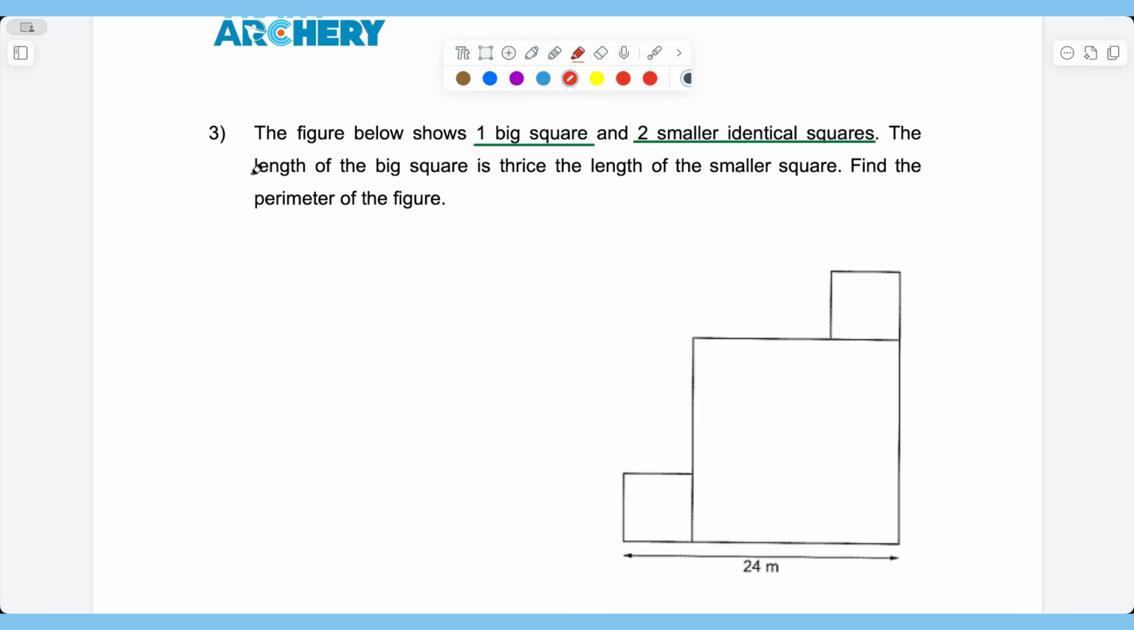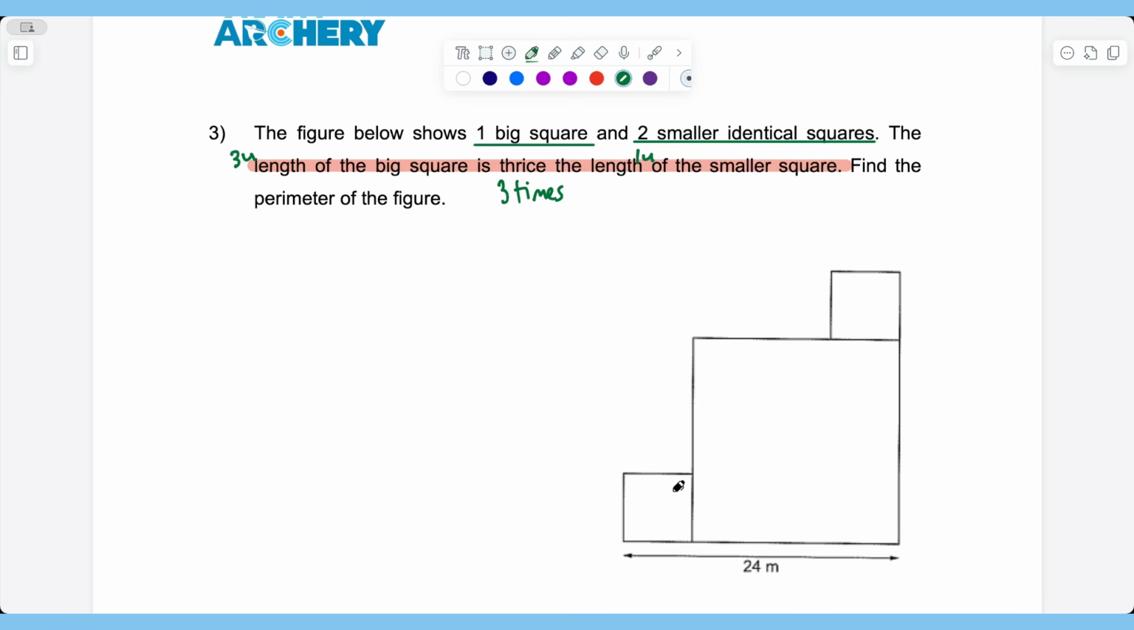What does this mean? Thrice is 3 times. That means the length of the big square is 3 times the length of the smallest square. In other words, if the big square's length is 3 units, the smallest square's length is 1 unit.